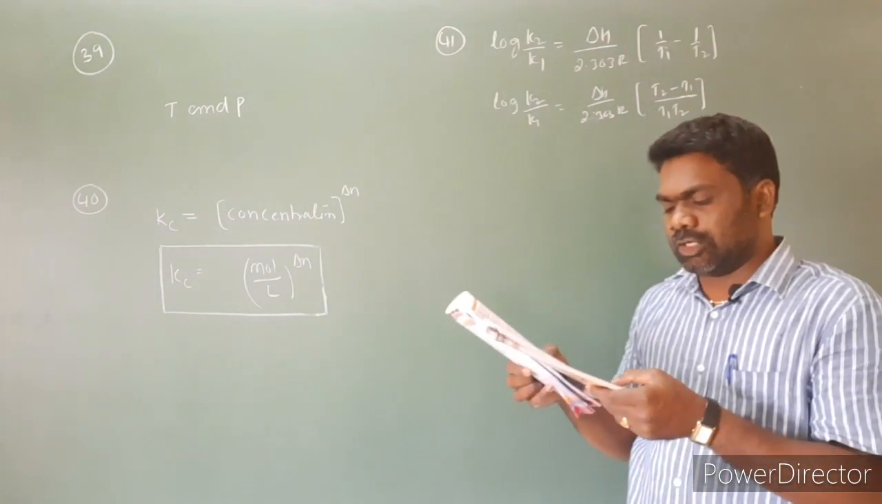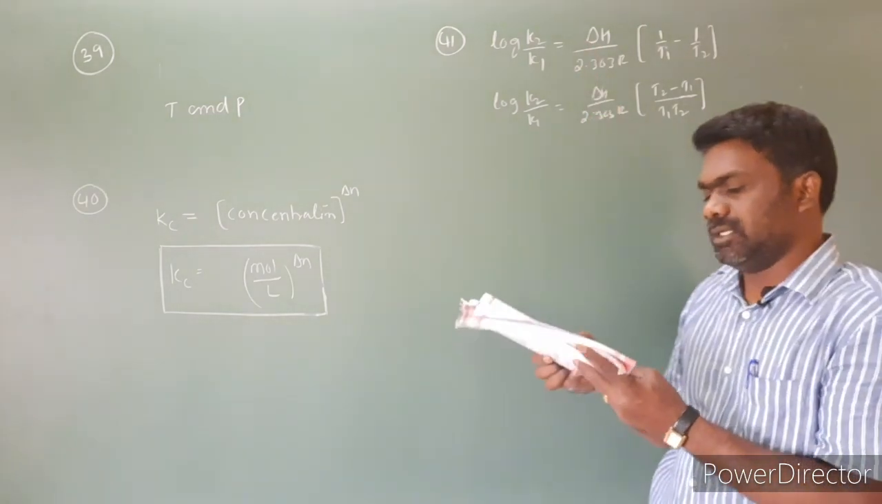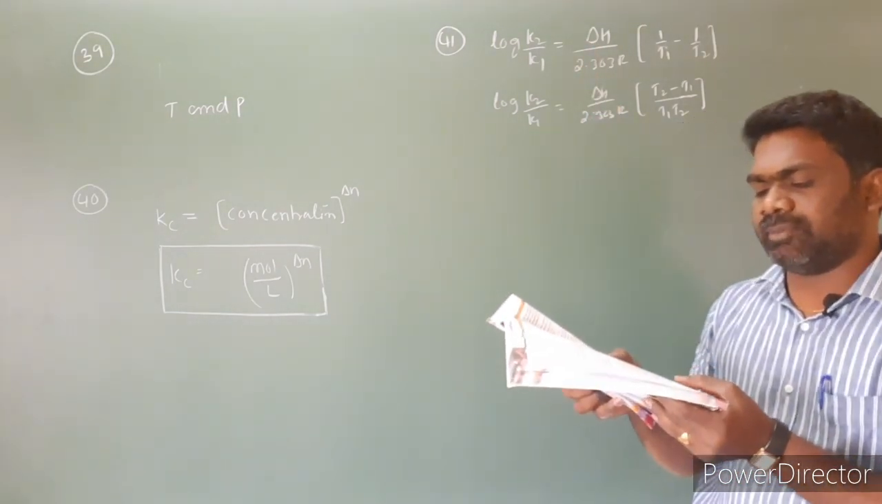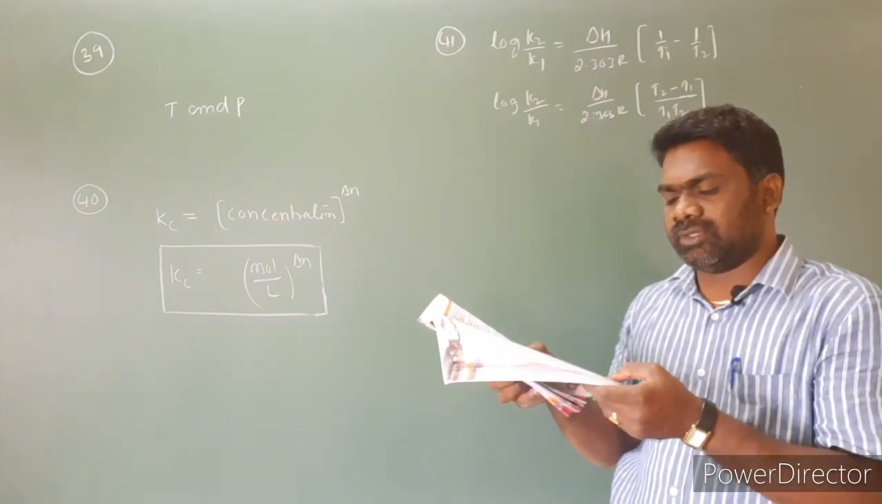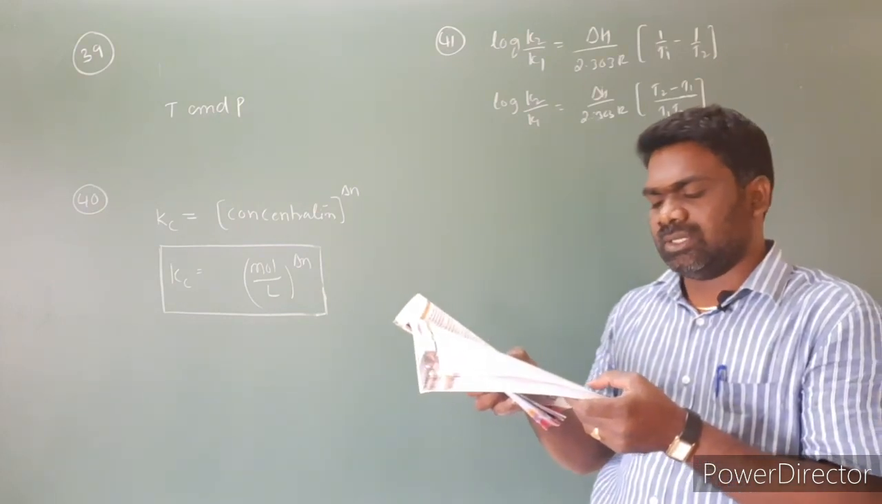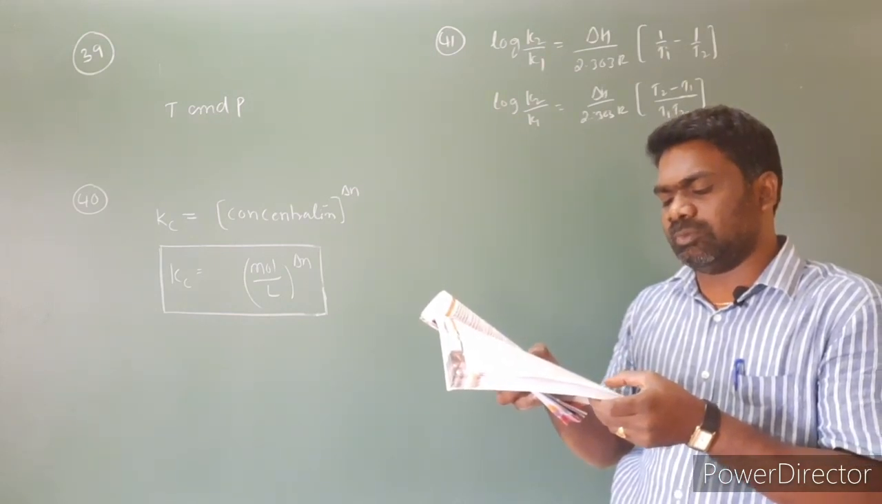So first option, log K2 by K1 is equal to minus delta H, but here we have to take positive delta H. Minus delta H by 2.303 R, 1 by T1 minus 1 by T2. Look at the second option, log K1 by K2 is equal to plus delta H by 2.303 R, 1 by T1 minus 1 by T2 plus 1 by T1.